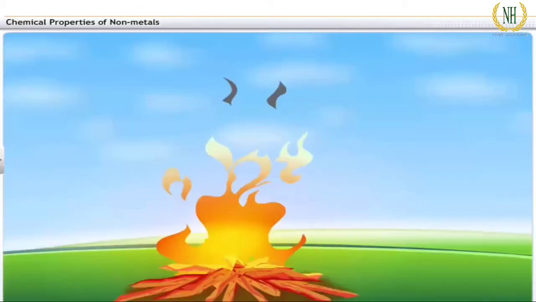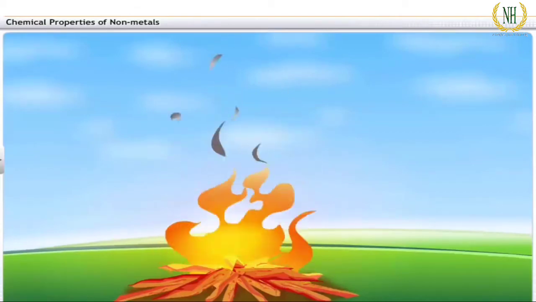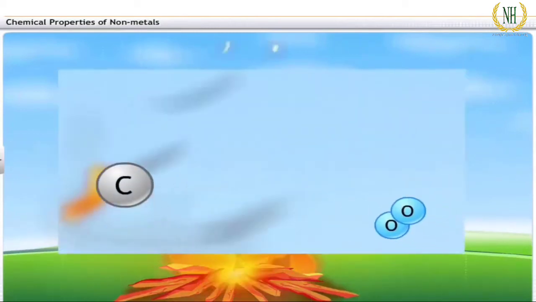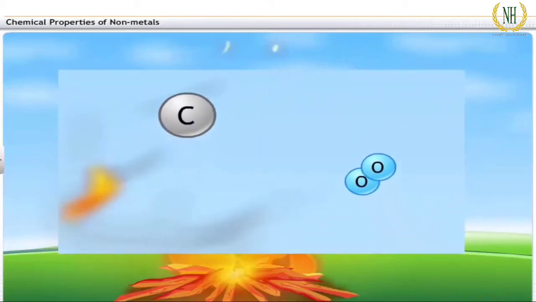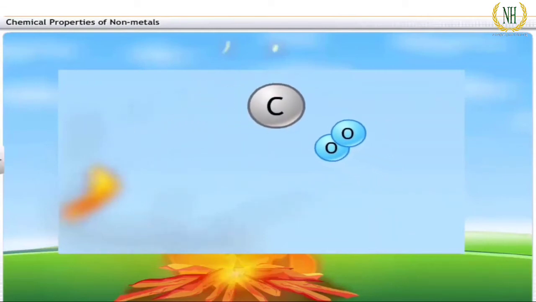When you make a bonfire, the wood burns to release smoke. The burning of wood involves a chemical reaction called oxidation. The carbon in the wood reacts with atmospheric oxygen to form carbon dioxide. The carbon dioxide is released in the form of smoke.